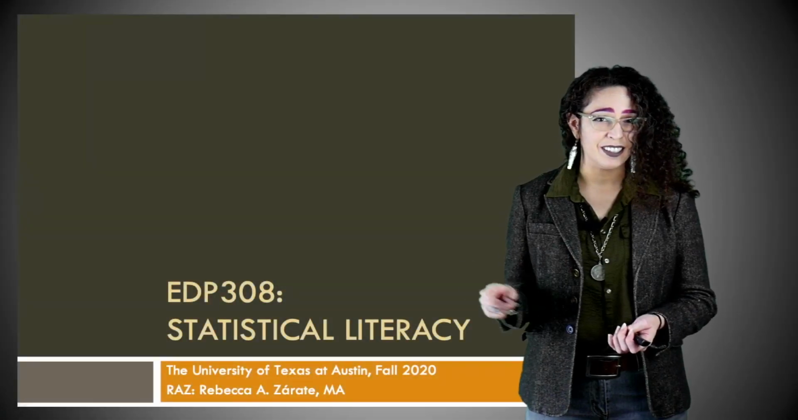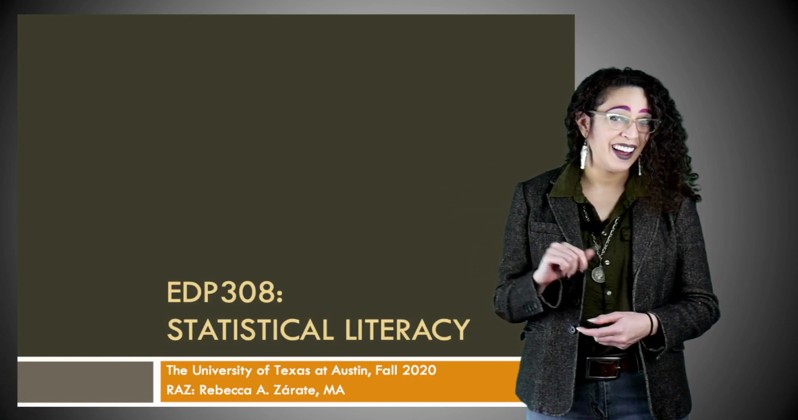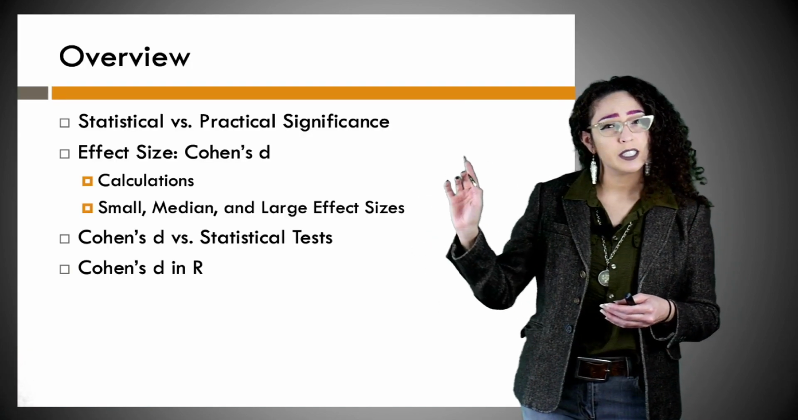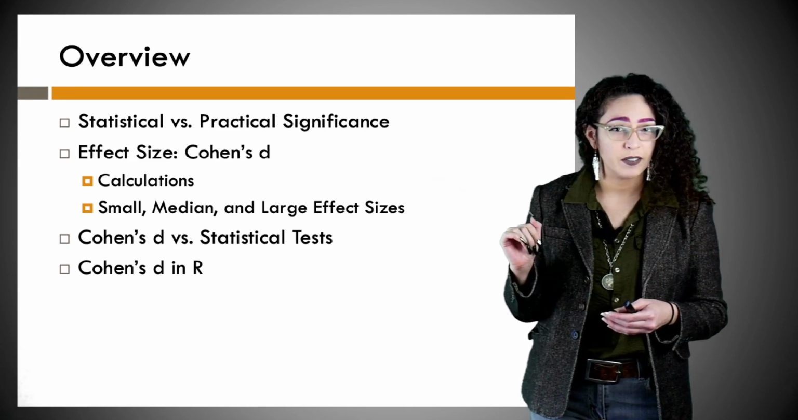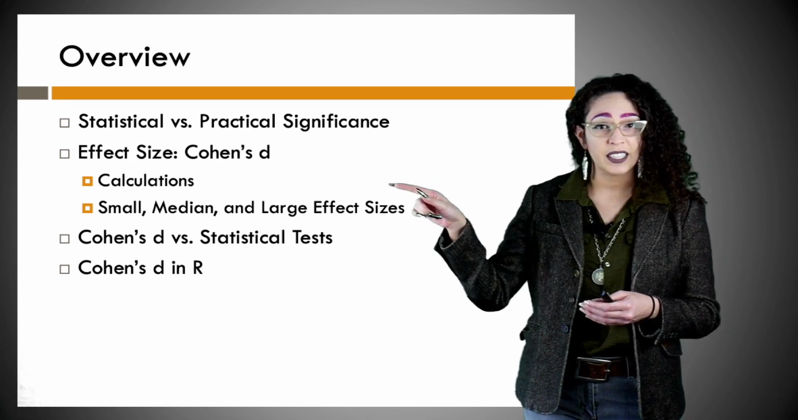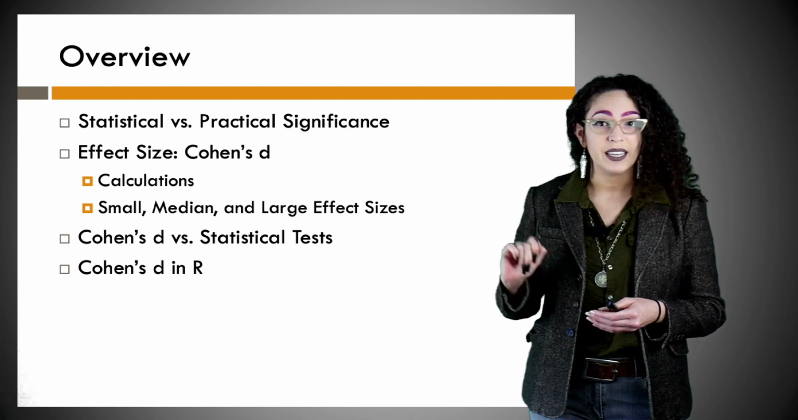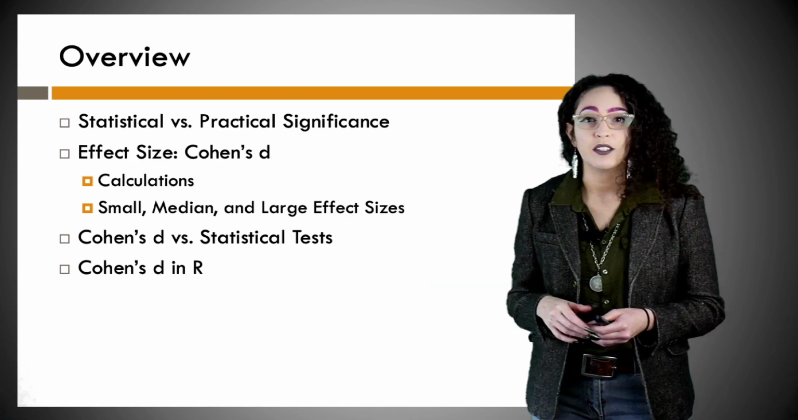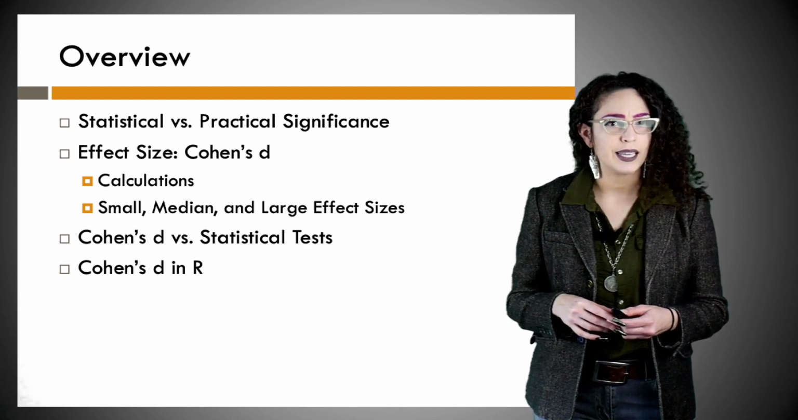Time to go on our little Cohen's D tour. In this quick lesson, we are going to look at the differences between statistical and practical significance. We will quantify effect size using something called Cohen's D. We'll talk about Cohen's D versus statistical tests, and I'll show you briefly how to do Cohen's D in R. So let's get into it.